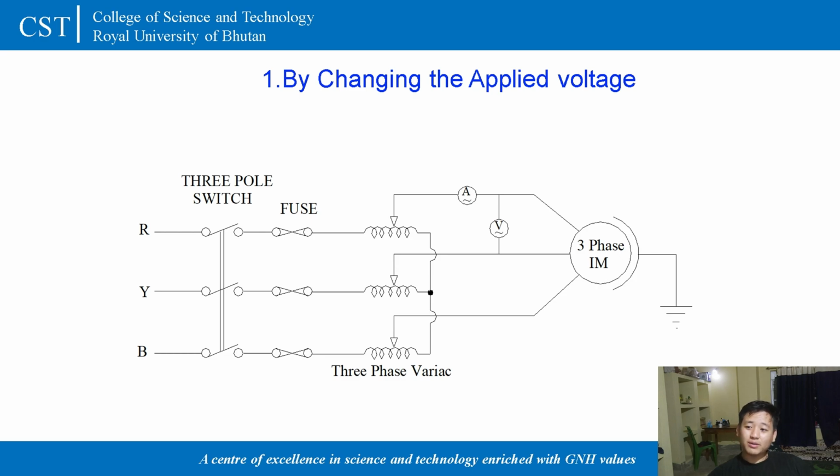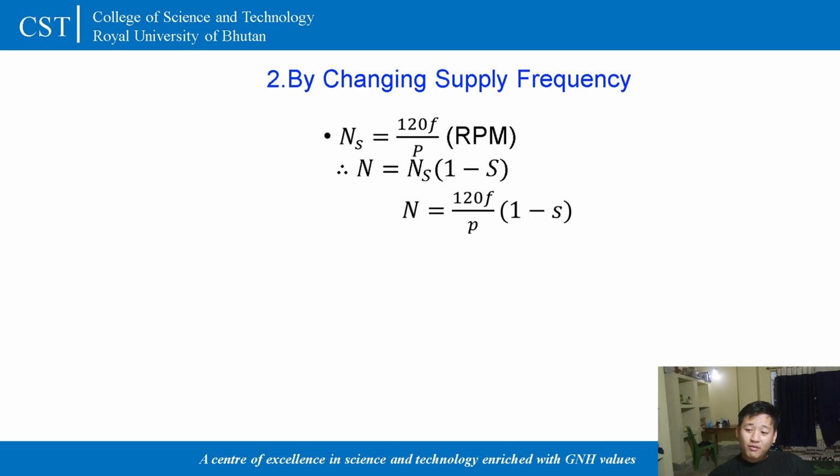And second, to talk about changing the supply frequency. From the formula we derived earlier, we can see that by changing the frequency, the speed of the rotor can be changed. The synchronous speed of the moving magnetic field in an induction motor can be calculated by the formula Ns = 120F/P, which is calculated in RPM, where F is the frequency of the system and P is the number of poles in the stator. So from this equation we can see that the speed of the rotor can be varied with frequency.